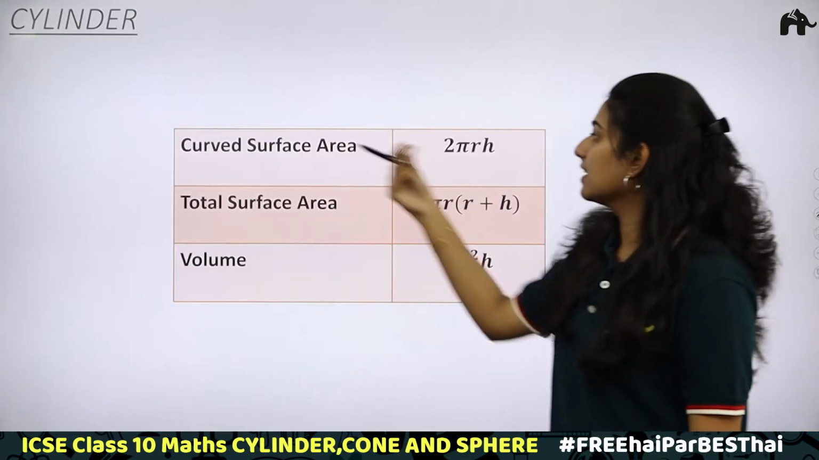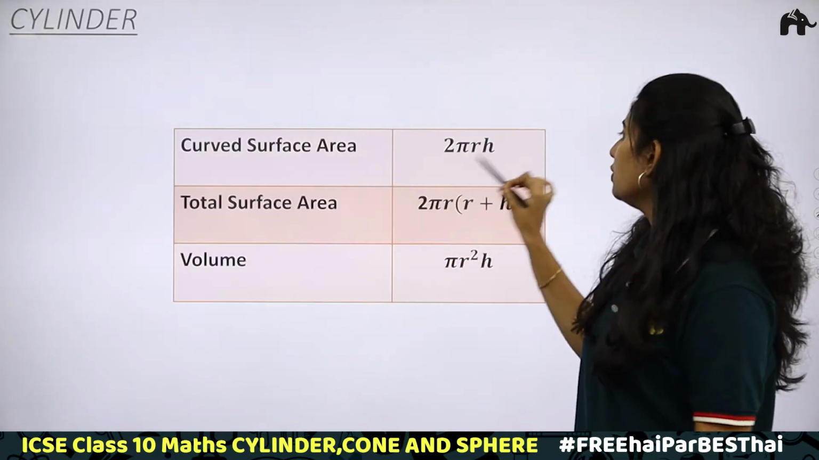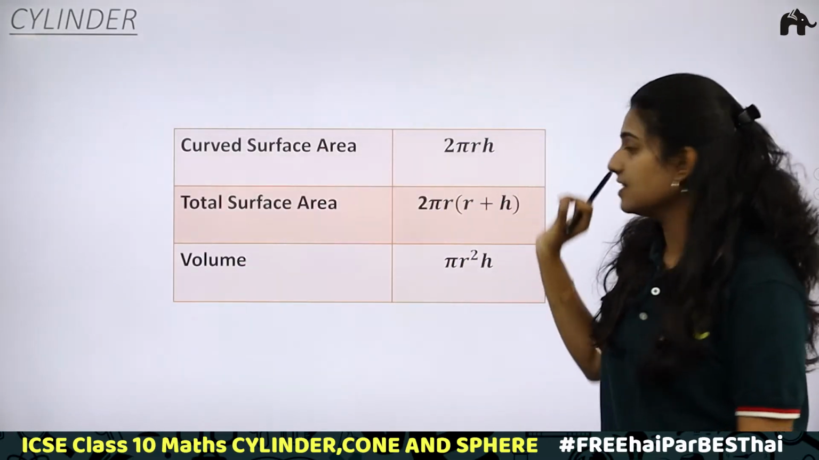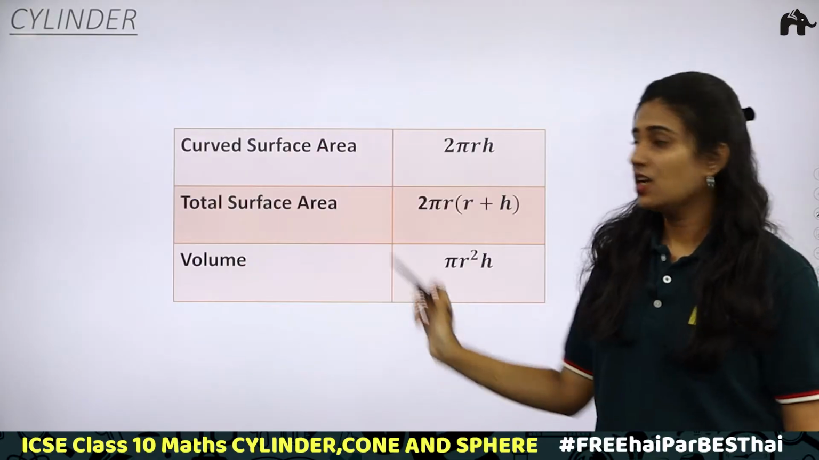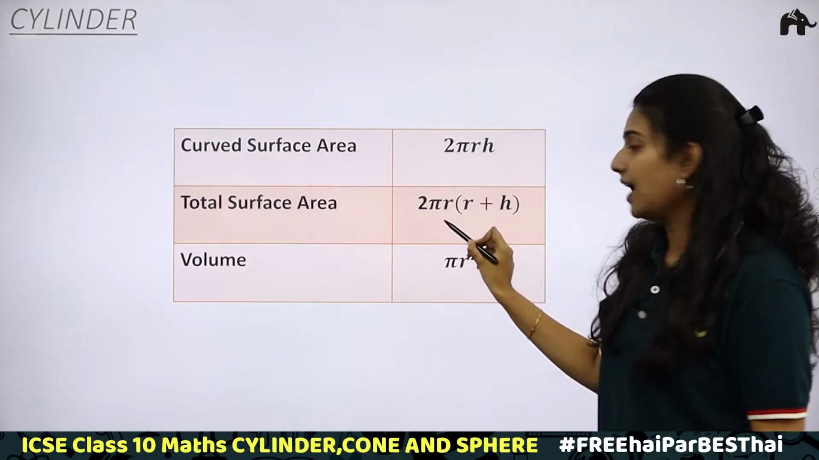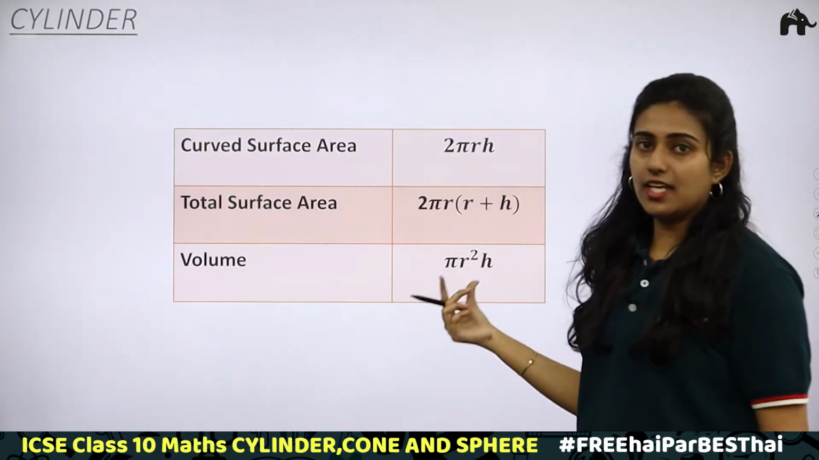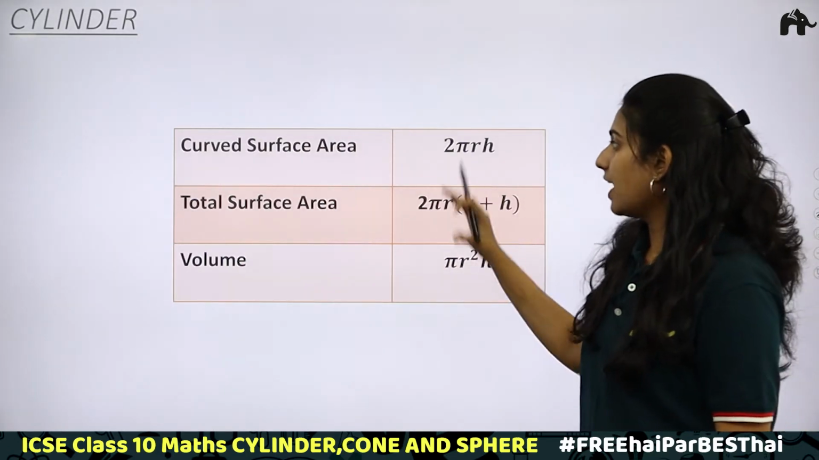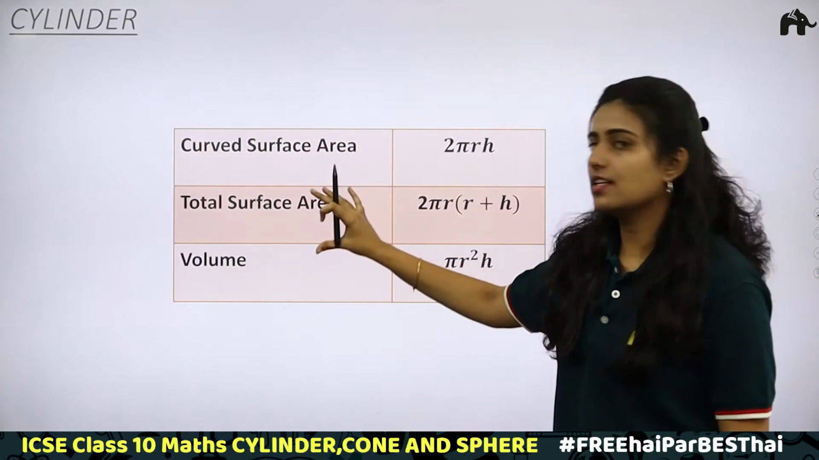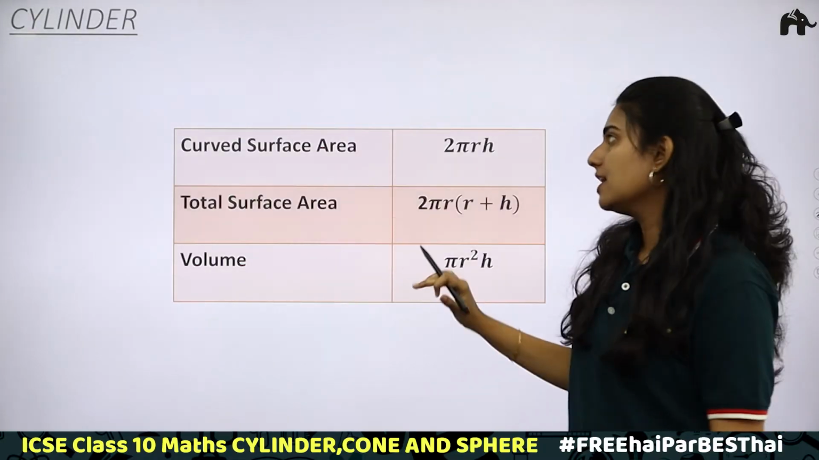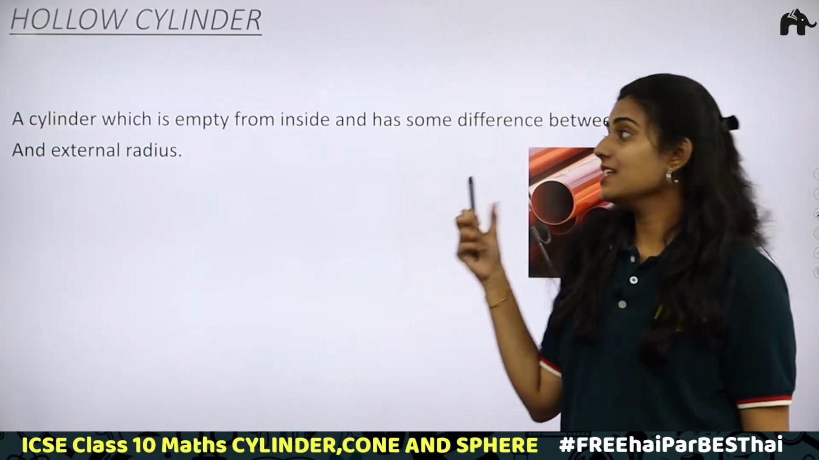So, for a cylinder, curved surface area is 2 pi r h, where r is the radius and h is the height. Total surface area is 2 pi r into r plus h, and the volume is equal to pi r square h. So, we know how to calculate curved surface area, total surface area and volume of a cylinder. Clear?